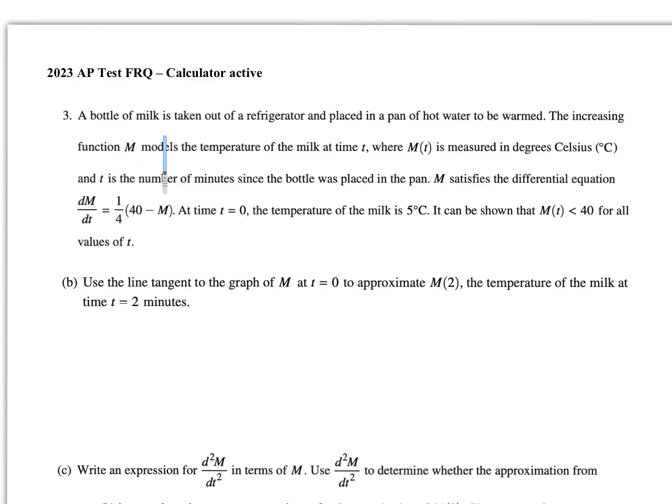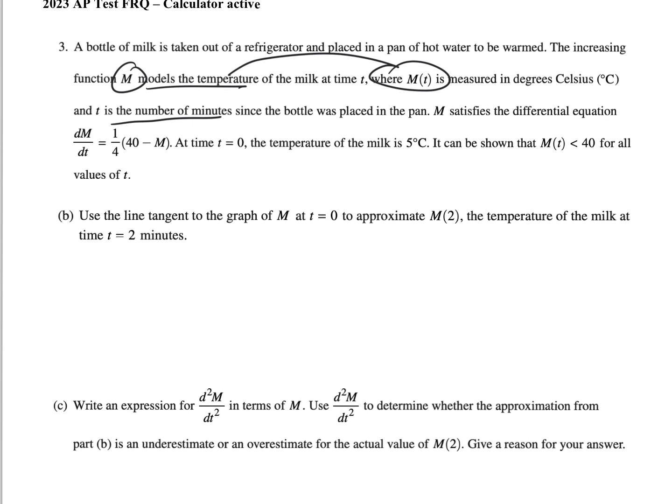Danny Main chugging his milk. The milk is taken out of a refrigerator and placed in a pan of hot water to be warmed. We're making hot cocoa, okay? The increasing function M models the temperature of the milk. So M is just the temp. T is the number of minutes since the bottle was placed in the pan. dM/dt would be talking about what? The rate that the temperature of that bottle of milk is changing.